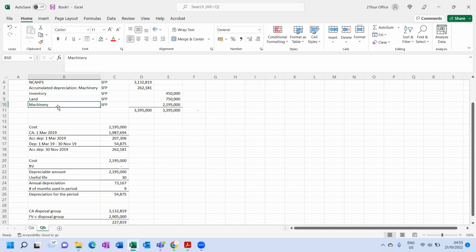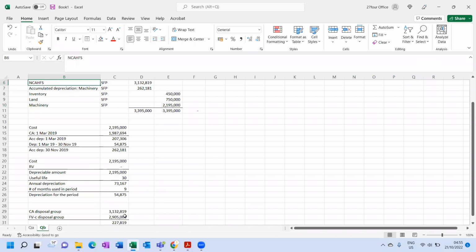So what you must know is, when there is an impairment at the date of change, the impairment goes against the original assets. Only after the date of change is it different. So for example, at year end, if the fair value of the disposal group is different from 2905 at 29 February, then that impairment will go against non-current assets held for sale. Okay, so that's very, very important.